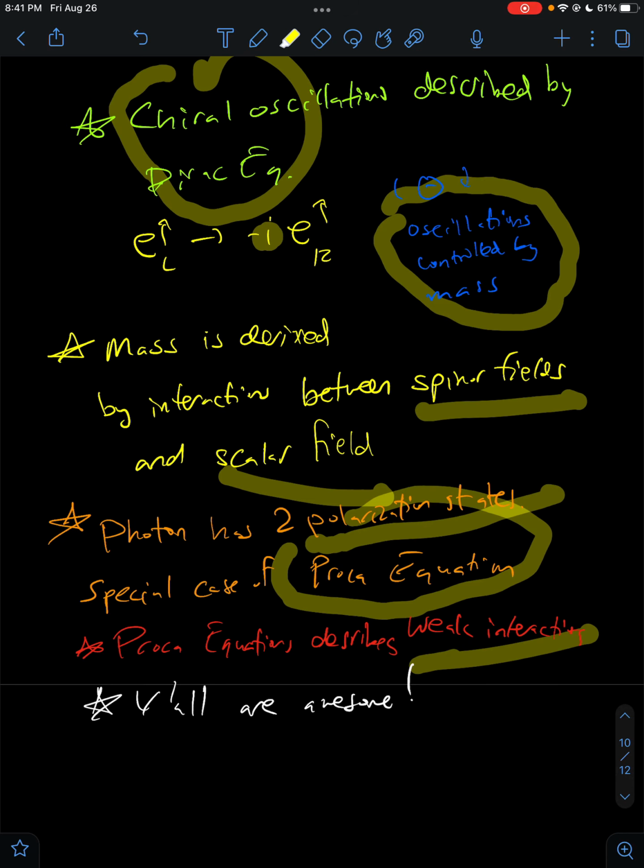We will talk about lattice field theory. We'll talk about electroweak theory. We'll talk about the Higgs mechanism. We'll talk about chiral perturbation theory. We'll talk about all the really cool stuff. But we must first build the foundation.